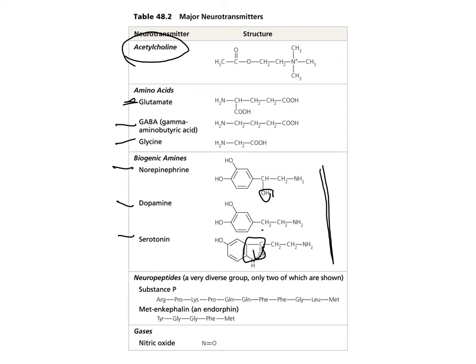And then there's neuropeptides, which is a very diverse group, and there are only two that are shown over here. There's substance P, and actually what they're showing you is the sequence of the amino acids. And then there's methamphetamine, which is an endorphin, and it's just 5 amino acids long. And then there's gases like nitric oxide. Nitric oxide is actually a really cool gas, and it's used in many, many functions in our body, including being a neurotransmitter, which you wouldn't think.